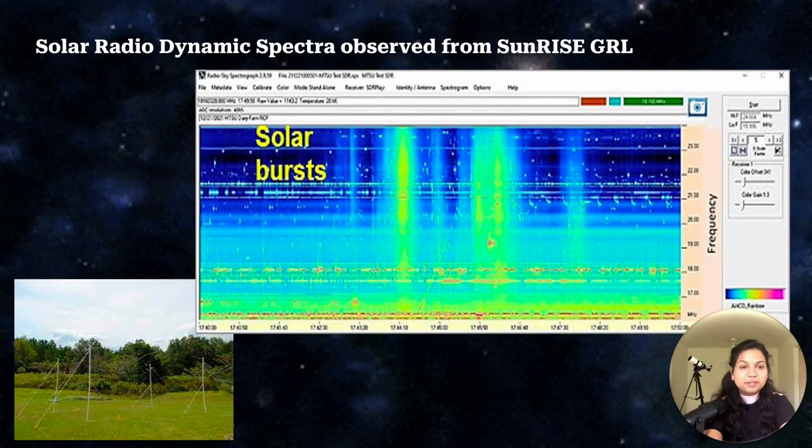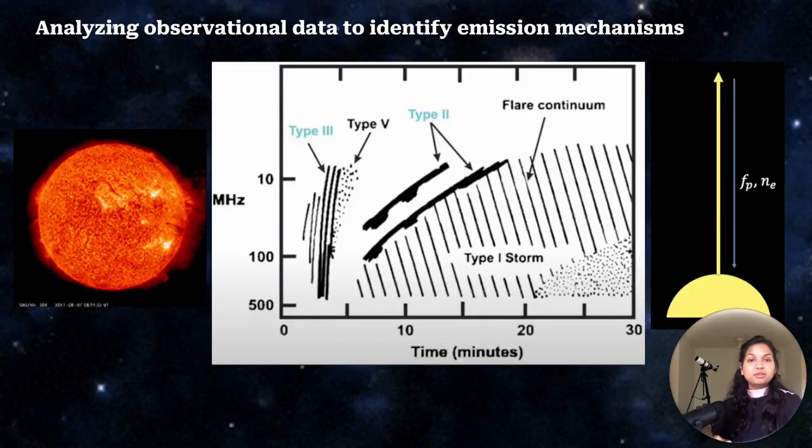I'm very sure that you must be familiar with these images. In the background, you are seeing the Sunrise GRL antenna setup, and this top image is a dynamic spectrum of a solar radio burst. Here on the y-axis you are seeing different frequency ranges over time, and these color bars show the different intensities of the solar radio burst. So here I'm going to show you how to identify different types of solar radio bursts.